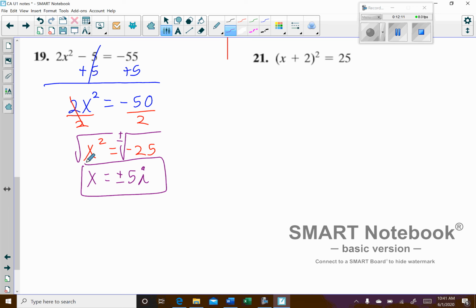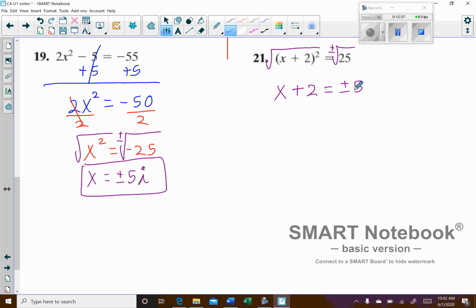Okay, so now we're going to start looking at squared quantities. So it's isolated, so you're ready to go. You need to nullify the square power right here. So I'm going to square root here, but then I have to square root over here, and I've got to put plus minus. So that's going to leave me with x plus 2 equals plus or minus 5.